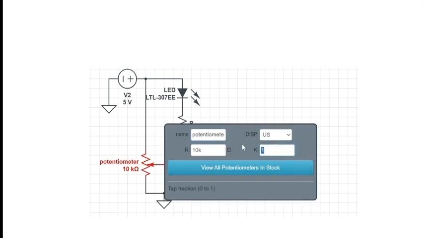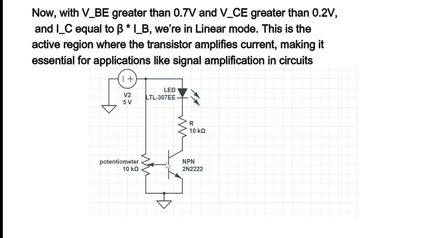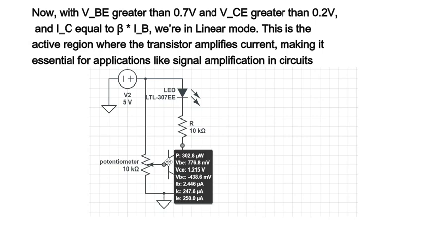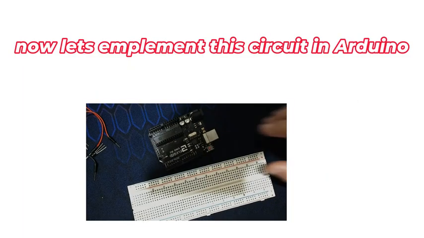Now, I've adjusted the potentiometer from 100% to 15% of its length, which decreases the base voltage from 5 volts. Now, with VB greater than 0.7 volts and VCE greater than 0.2 volts and IC equal to beta times IB, we're in linear mode. This is the active region where the transistor amplifies current, making it essential for applications like signal amplification in circuits. Now, let's implement this circuit in Arduino.